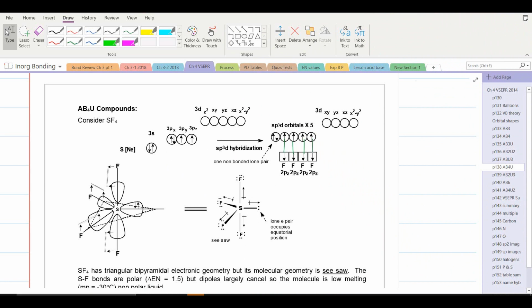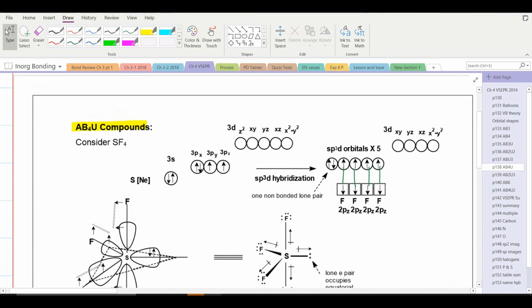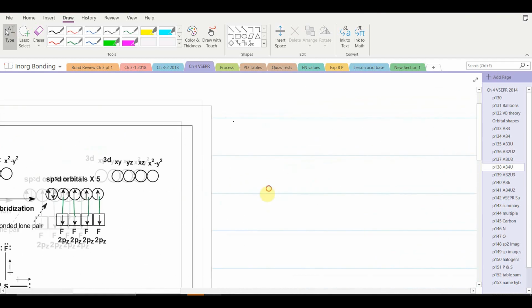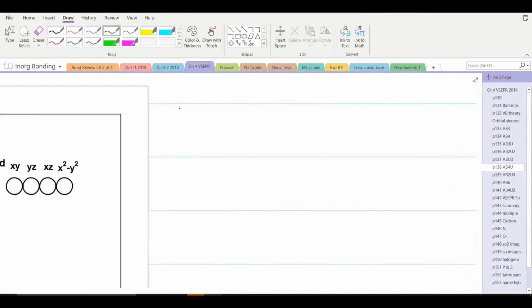Page 138, compounds of the type AB4U. Sulfur tetrafluoride is an example. Let's start by drawing the structure of sulfur tetrafluoride, or sulfur 4-fluoride. Sulfur is in group 6A, so it's going to have 6 valence electrons.